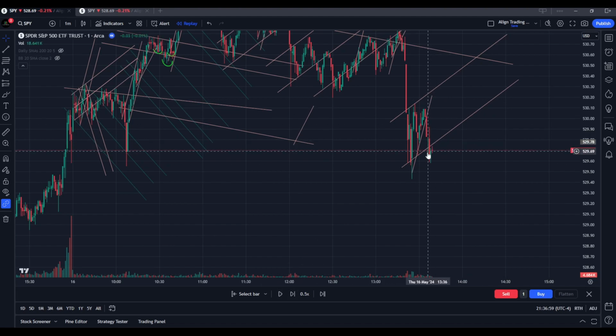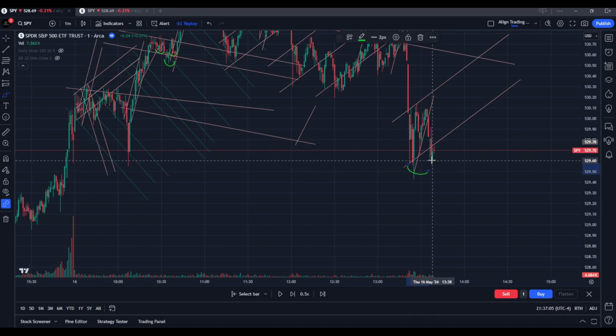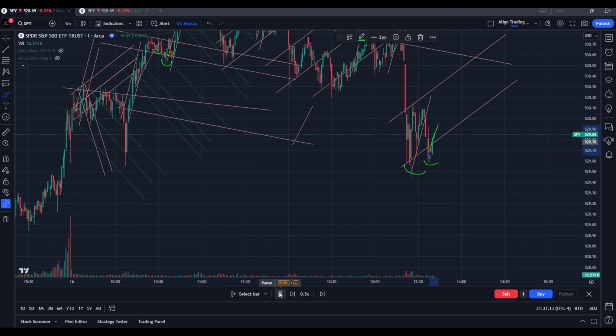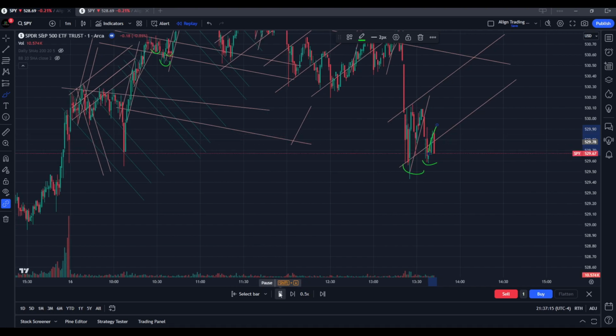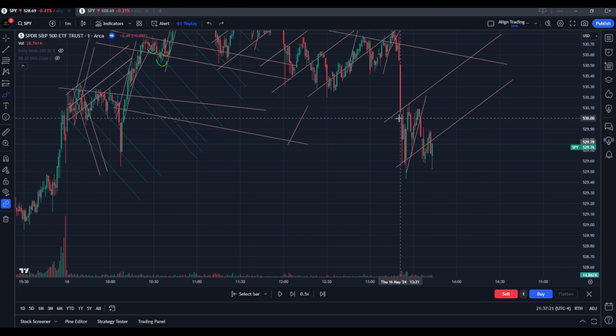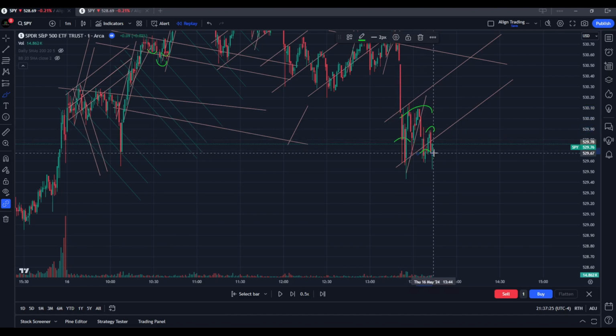Okay, so we're trying to break out of this algorithm. However, we could just be retesting this low right here and then come back up. So right there, we see this possible head and shoulder forming, and we're going to be seeing if we do break down now like this.